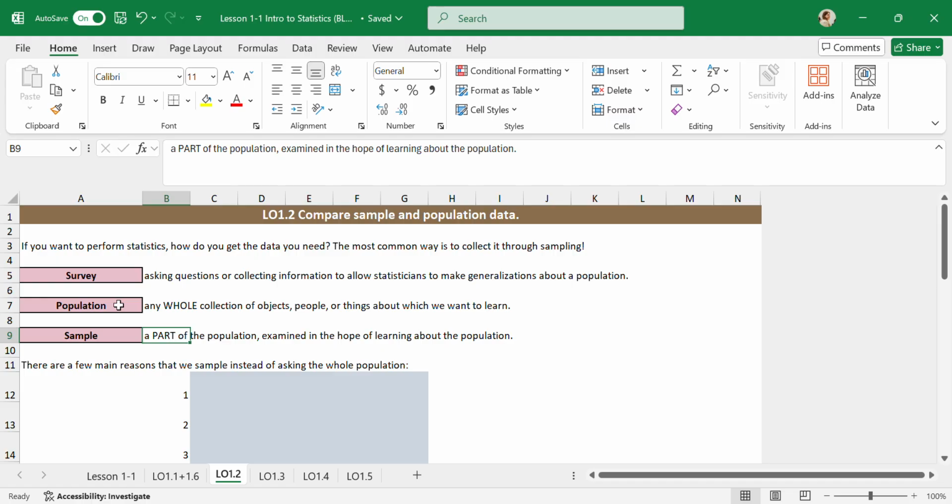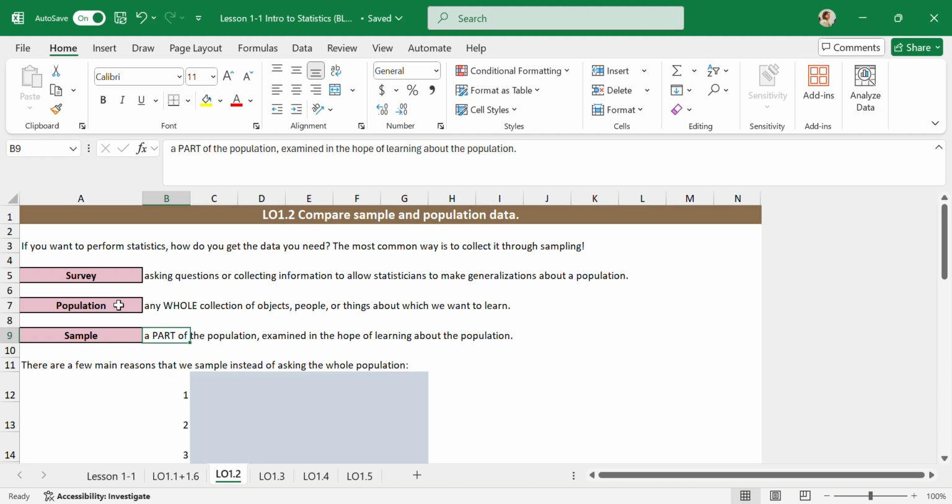So as an example, let's say that I wanted to learn about students at Cambrian College. Right now there's about 5,000 students that are attending Cambrian. So the population would be all of those 5,000 students. If I want to learn if students are satisfied with their program, let's say I only ask 100 students to tell me, are you satisfied with your program, yes or no?